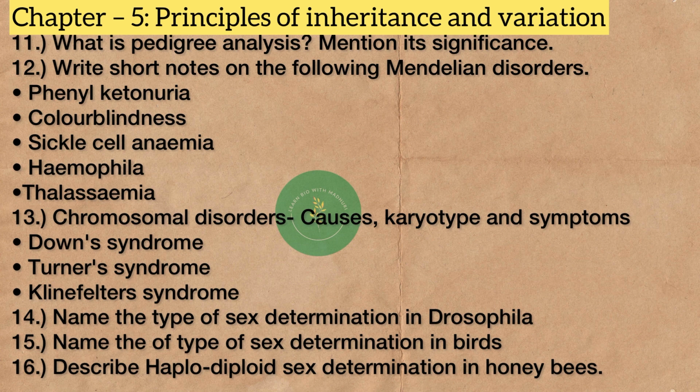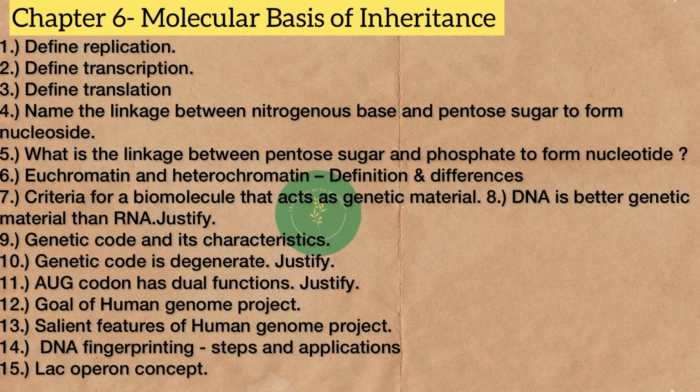Do not confuse between Mendelian disorders and chromosomal disorders. Next question, chromosomal disorders, causes, karyotype and symptoms you have to study on Down syndrome, Turner syndrome, Klinefelter syndrome. Also focus the type of sex determination in Drosophila, birds, and describe haplodiploid sex determination in honeybees, which has been continuously asked. Compared to other chapters, chapter number 5 and 6 have a lot of weightage. So kindly focus on these chapters more.